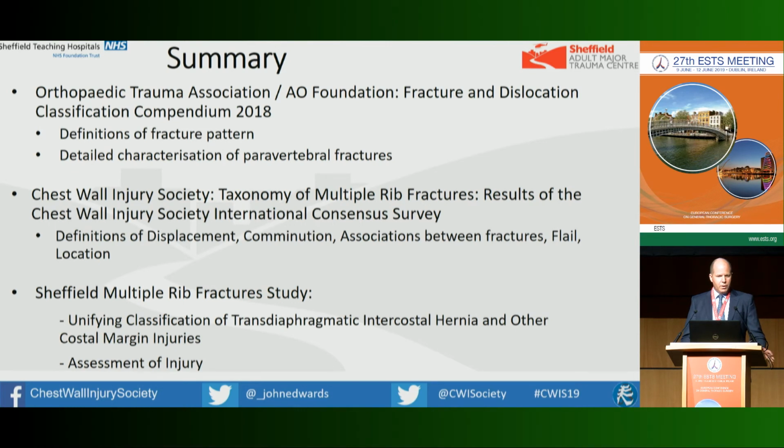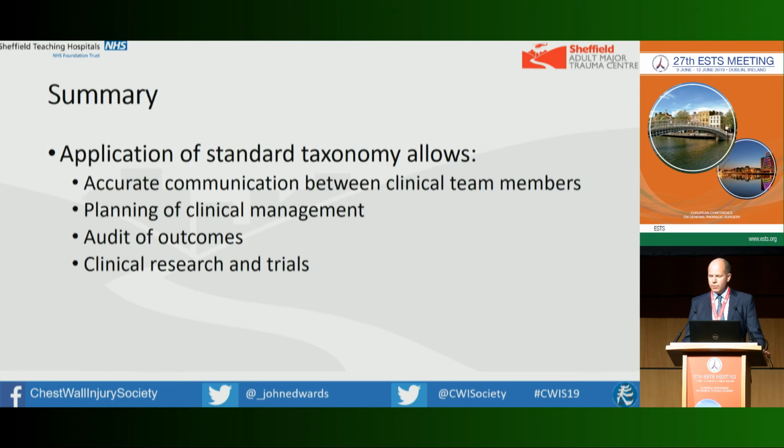So in summary, we've talked a little bit about the AO and OTA fracture compendium, and further on from that, the work of the Chest Wall Injury Society in creating logical and agreed taxonomy, and also some of our own work looking at assessment of injury and costal margin injuries. It's extremely important, just as for lung cancer staging, that we apply standard taxonomy in our reports, in our research and communication between members, and therefore we can then audit our outcomes most effectively.